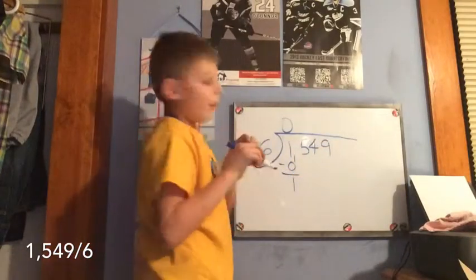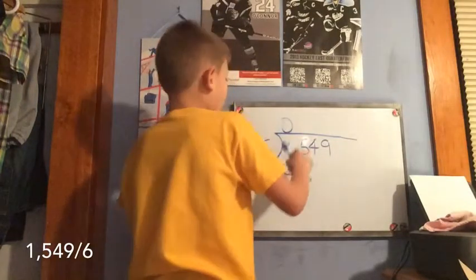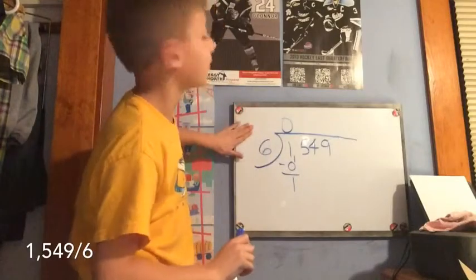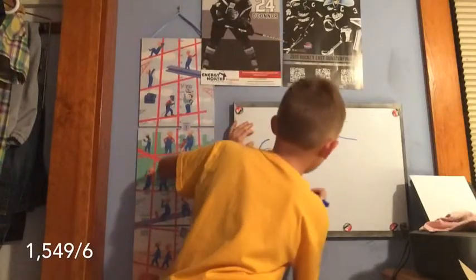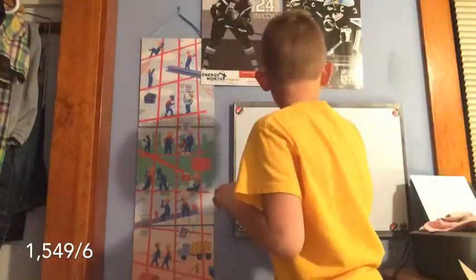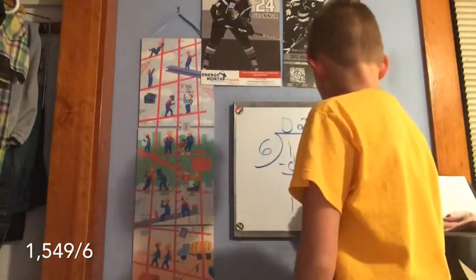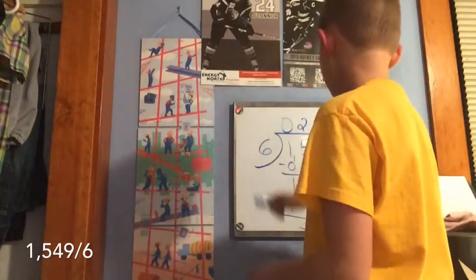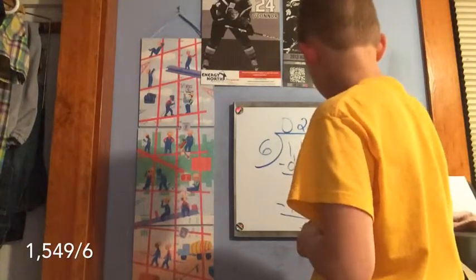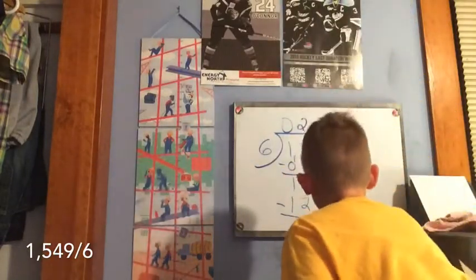Simple, right? Why did we do 1 minus 0 is 1? Because 0 times 6 is 0. Then we put the next digit, so that's 5. It's 15. How many 6's are in 15? 2, right? 6 times 2 is 12, so 15 minus 12 is 3. How many 6s are in 3? 0. So we have 3, and then we put the next digit, which is a 4.